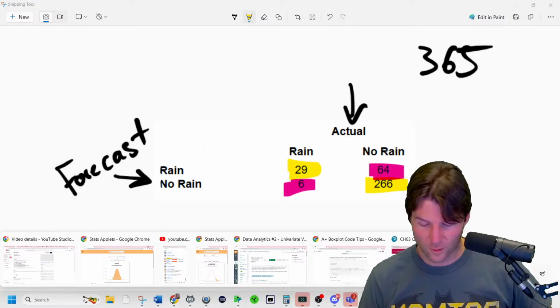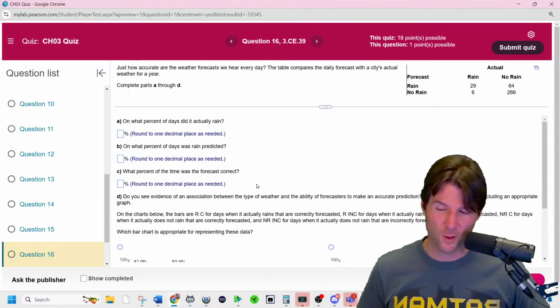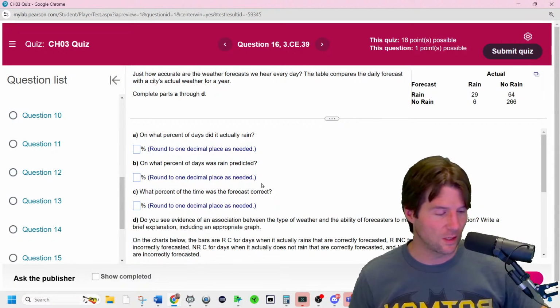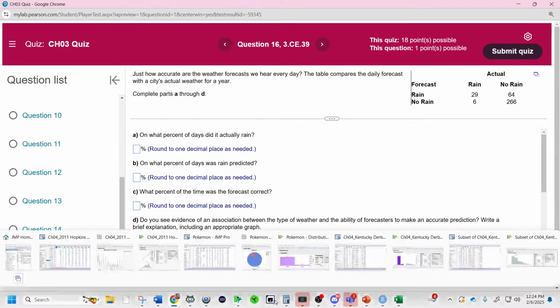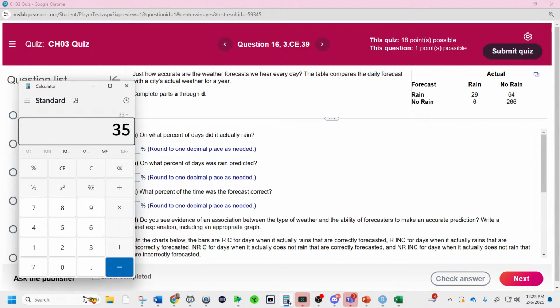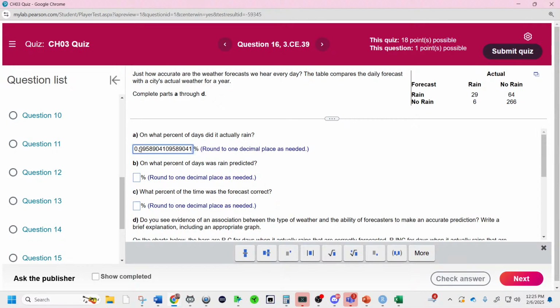So we're going to use this information right here to help us solve the problem, because first it says, on what percent of days did it actually rain? So we just need to look and add up down here the following way, 35 total days it rained out of the 365 days in the year. We're just adding up this way. And once again, times this by 100, delete your decimals. That is 9.6%.